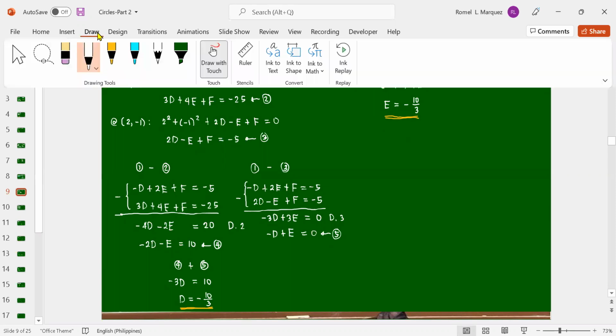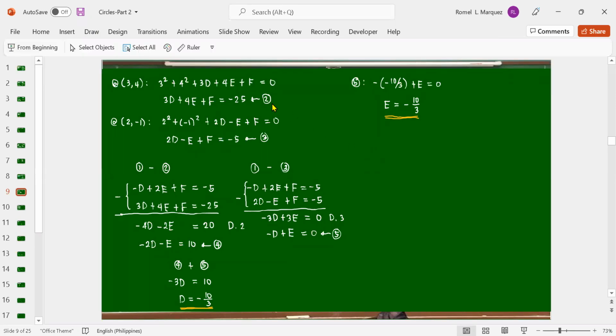What about f? F can be solved from either 1, 2, or 3. Let us have it from equation number 3. From equation number 3, we have 2 times negative 10 over 3 minus negative 10 over 3, then plus f is equal to negative 5. F therefore is equal to negative 5 plus 20 divided by 3 minus 10 divided by 2. So that is equal to negative 5 over 3.